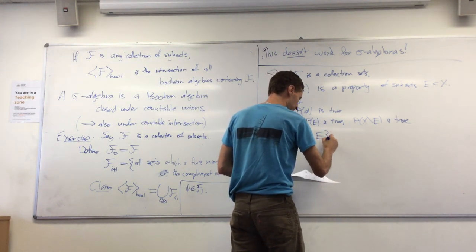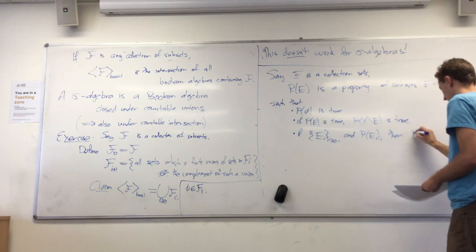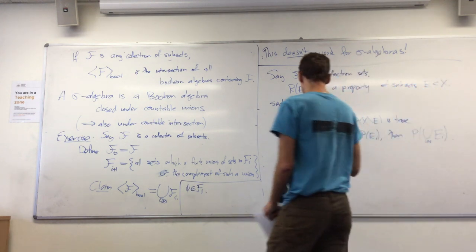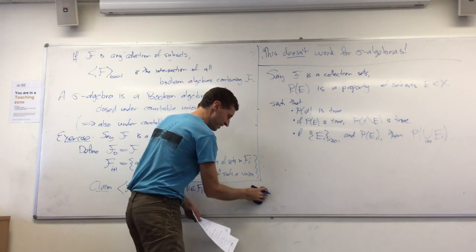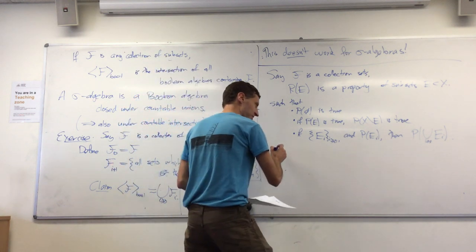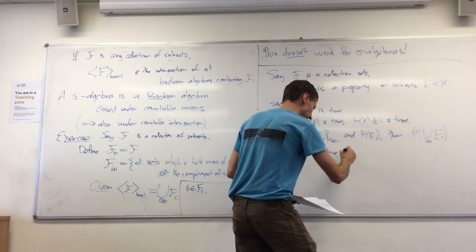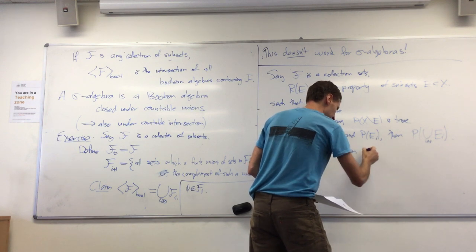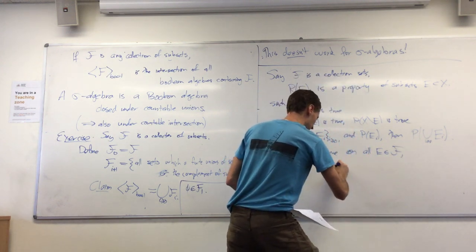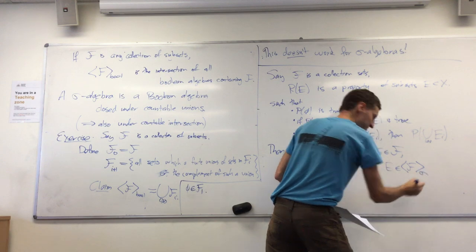if we've got some Ei, and P is true on each of the Ei, then P is true on the union of the Ei. Okay? So imagine we've got some property like that. Maybe I should have an example for you, but let me press on for a second anyway. Then, if P is true on all E in this collection F, then P is true for all E in the sigma algebra generated by F.